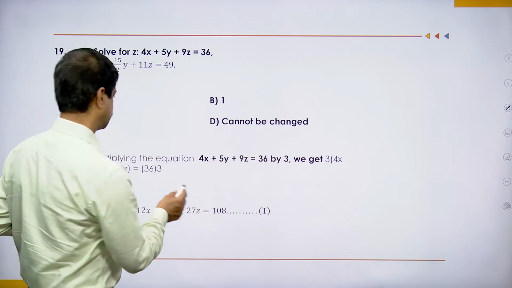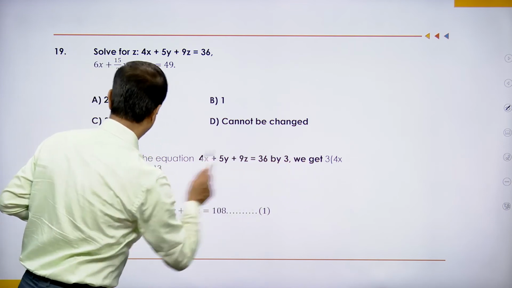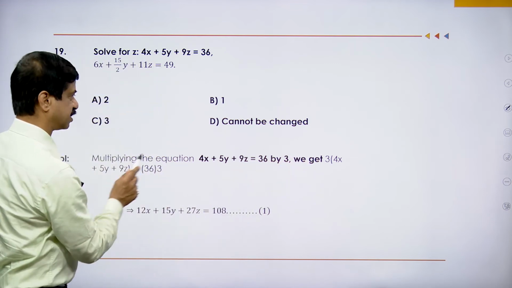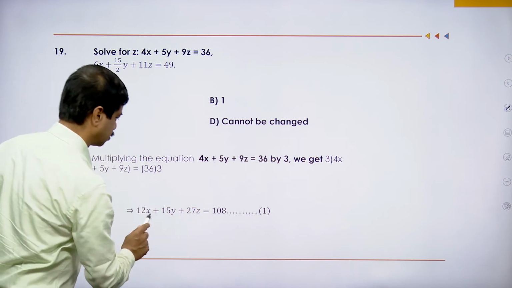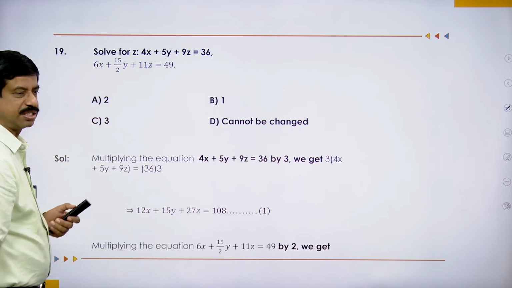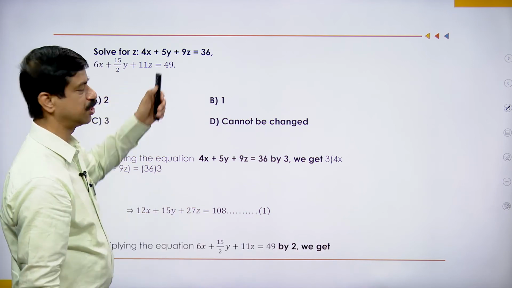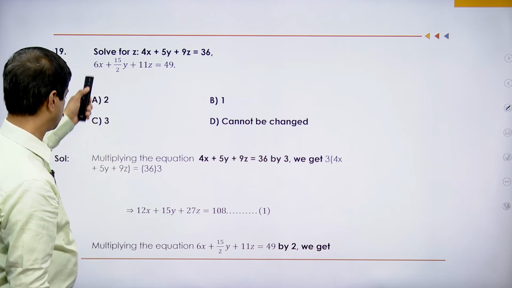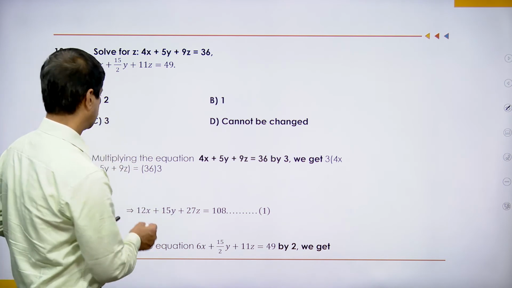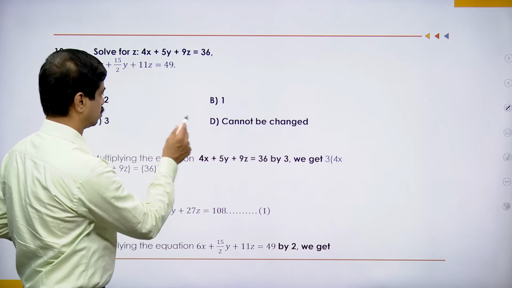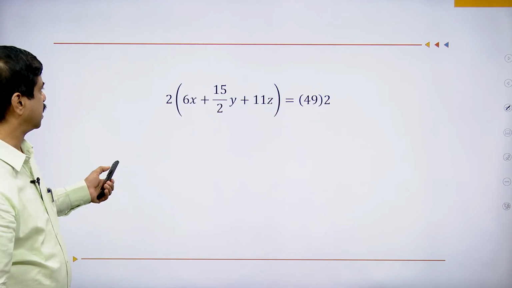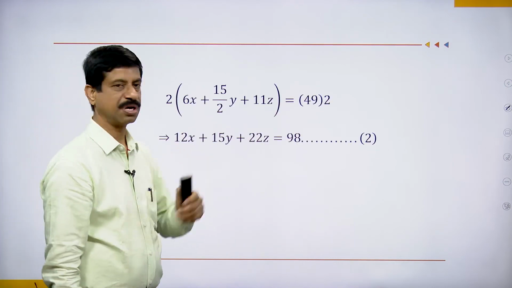So first equation is what with this? We are getting 12x plus 15y plus 27z equal to 108. So this is first equation. What is second equation? I will multiply this by 2. So if you multiply by 2, 12x plus 15y plus 22z equal to 49 2's 98. Okay, this is how you get it.